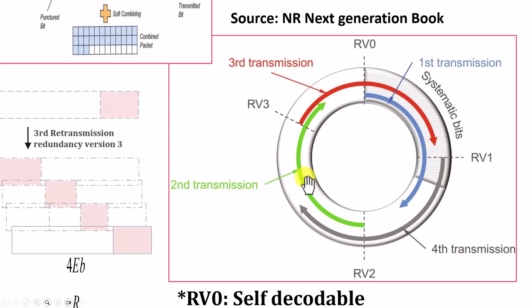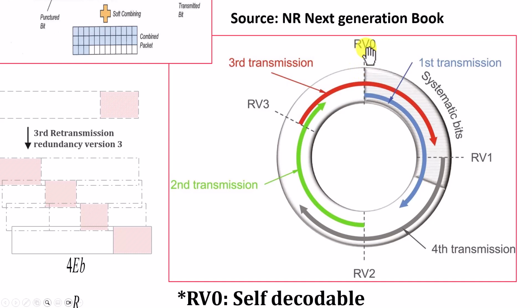Again, we assume that the second transmission failed, so there will be a third transmission. And if you look at the third transmission, half of it contains almost redundancy bits or parity bits, and the second half contains systematic bits or information bits. It can again be repeated, no problem with that. So this will be the third transmission. The fourth transmission here, as you can see, also contains very few systematic bits, and the remaining is parity bits.